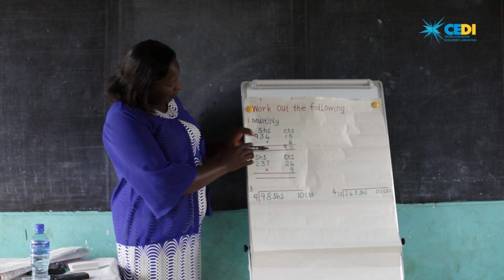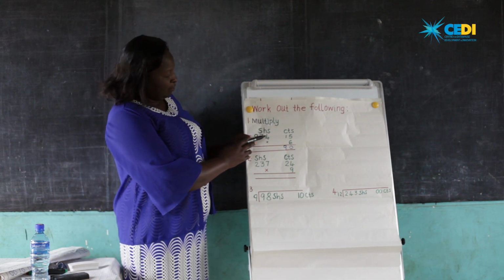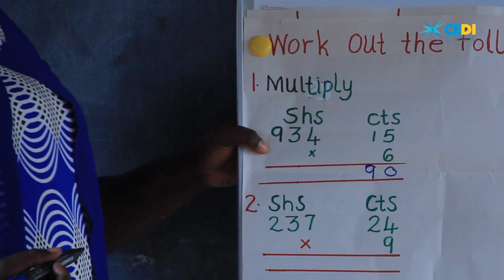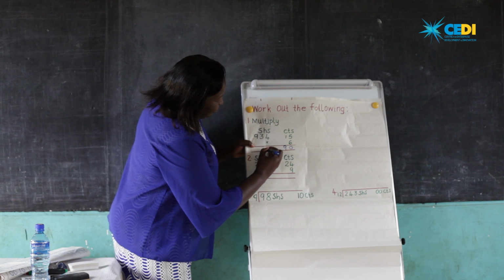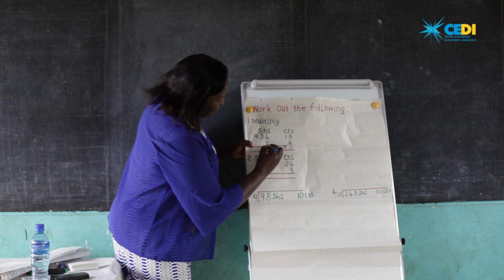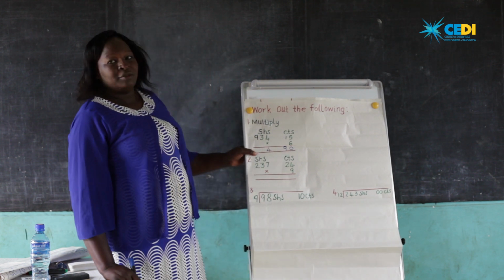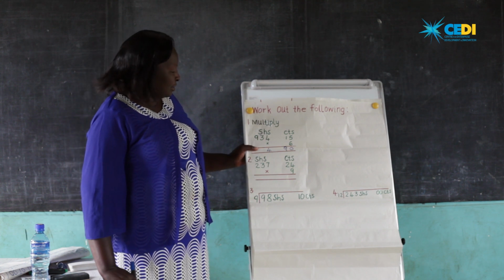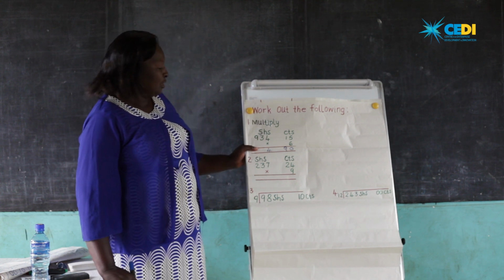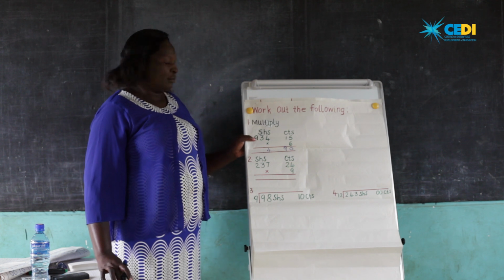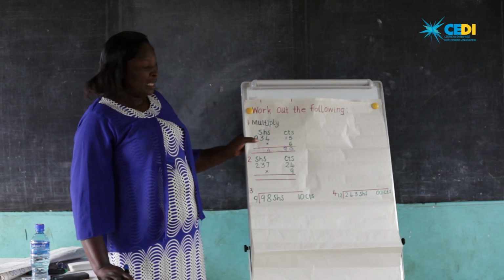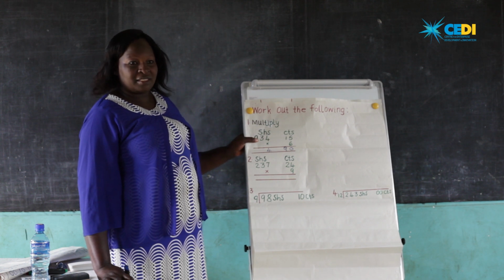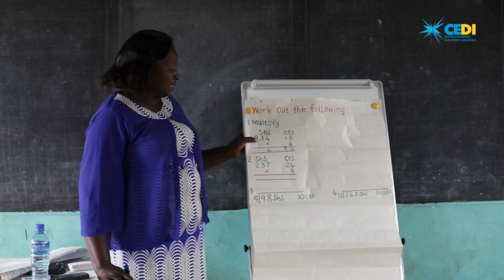Then in the ones place value we have 4 shillings. 4 times 6 is equal to 24. What have we carried, class? We have carried forward 2. We move to the tens place value. We have 3. 3 times 6 is equal to 18.